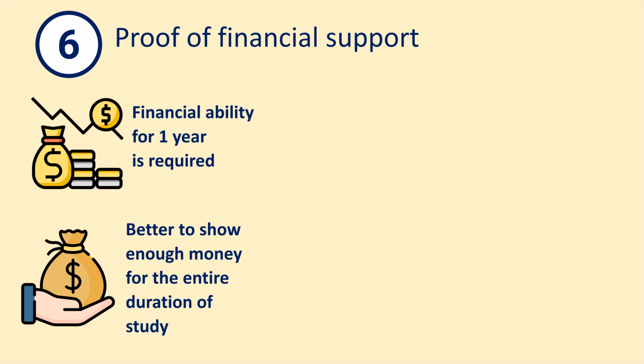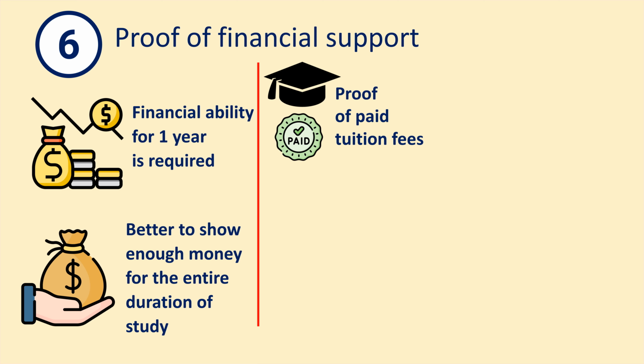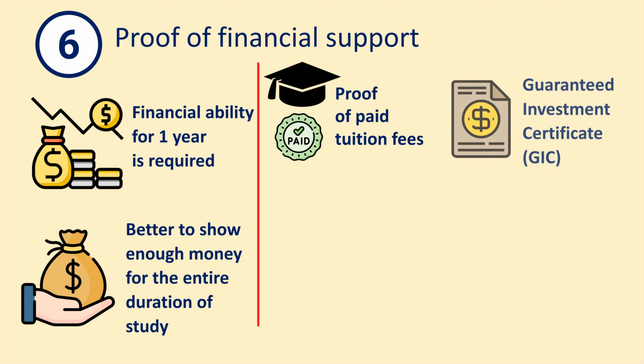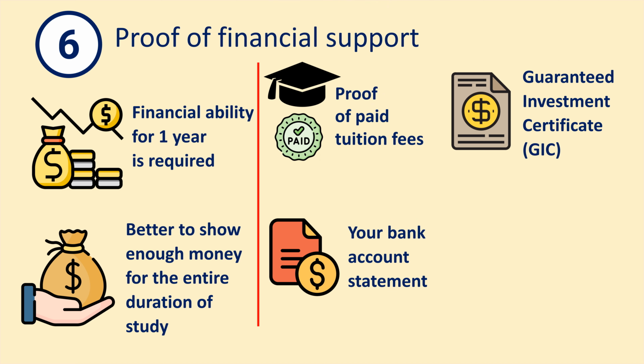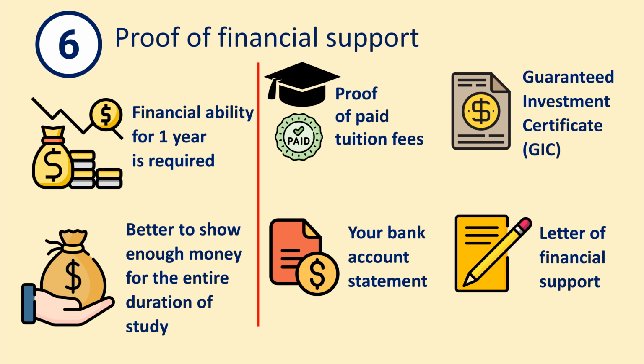You may show your proof of funds in the following ways. Proof of paid tuition fees. Your partner's guaranteed investment certificate, GIC. I will talk about the GIC in a separate video. Your bank account statement and your partner's bank account for the past 4 months, or bank balance certificate. If someone else is going to fund the studies of your spouse, include a letter of financial support from the sponsor.